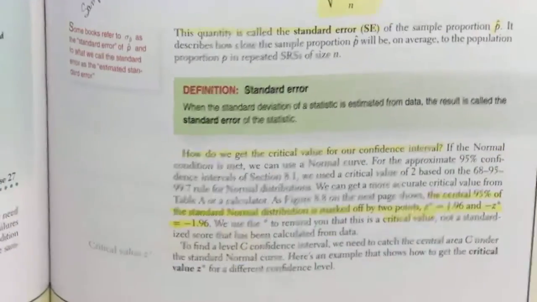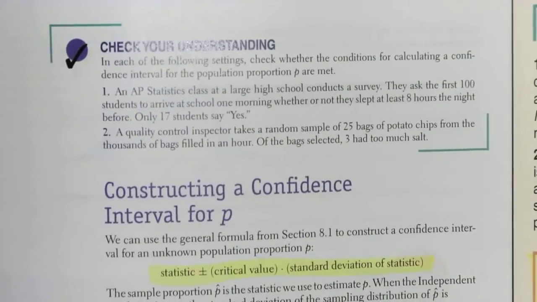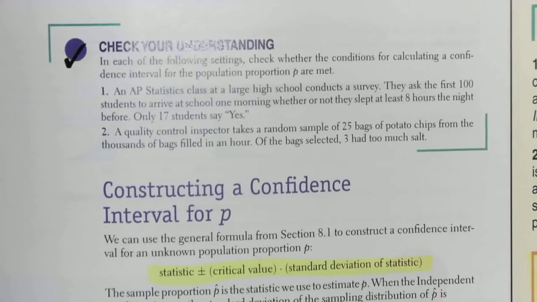So let's look at this Check Your Understanding and talk about that together. Now, in each of the following settings, check whether the conditions, we'll check all three no matter what, for calculating a confidence interval for the population proportion are met. Okay, so here we have 1. An AP Statistics class at a large high school conducts a survey. They ask the first 100 students to arrive at school one morning whether or not they slept at least 8 hours the night before. Only 17 students said yes. So we need to check random, normal, and independent.